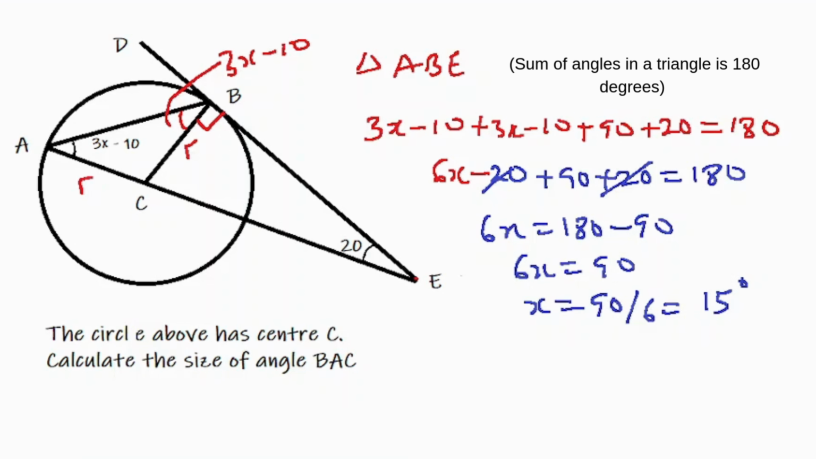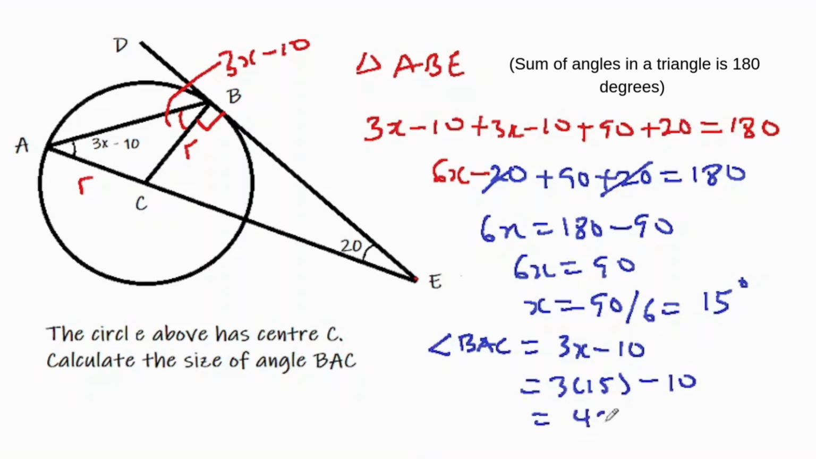And angle BAC is actually 3x minus 10. So we just substitute the value of x into 3x minus 10. So angle BAC is 3x minus 10, and what's our x value? Our x is 15. So 3 bracket 15 minus 10. This is going to give us 45 minus 10, and our final answer is going to be 35 degrees.